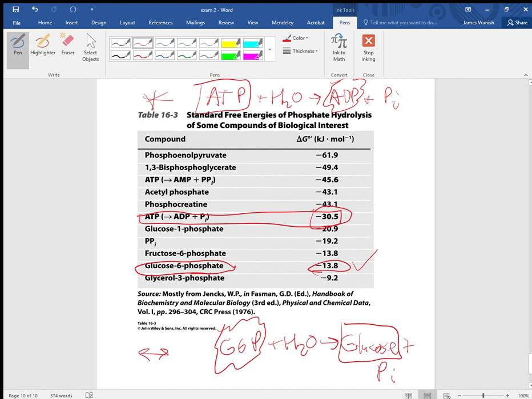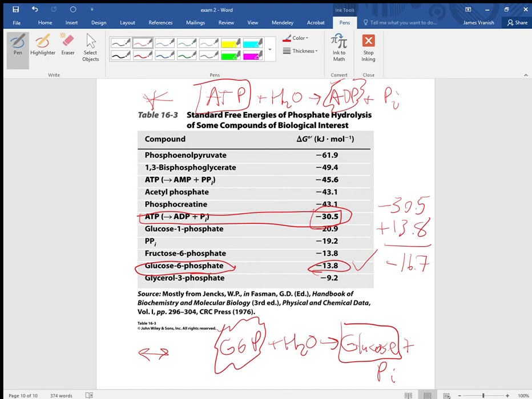So we can keep the top energy the way it is. It is still minus 30.5 kilojoules per mole because for the ATP reaction, we didn't have to flip it or anything. The glucose 6-phosphate reaction, though, we did have to flip around. And so what we do is we simply change the sign. So we add 13.8 to this. And what does that give you? Sorry, not feeling like doing math this morning. A negative 16.7 kilojoules per mole. That's what you should have gotten for the answer there.